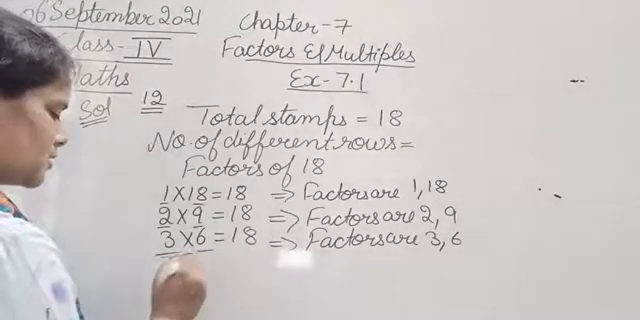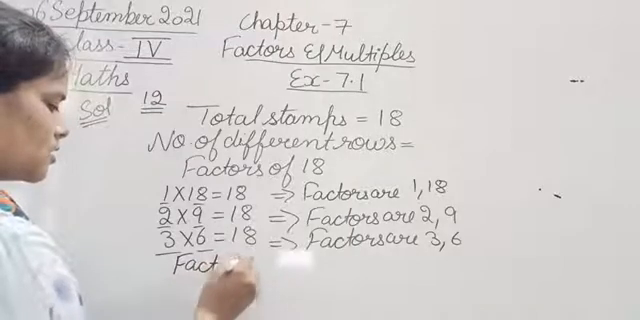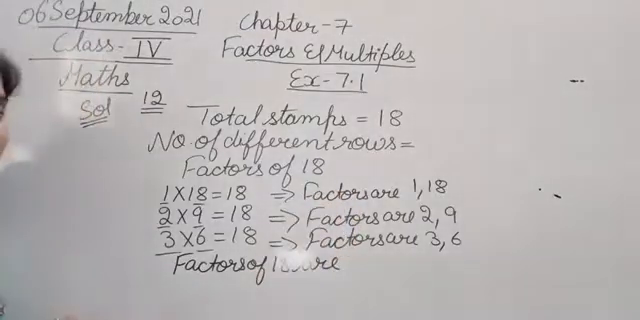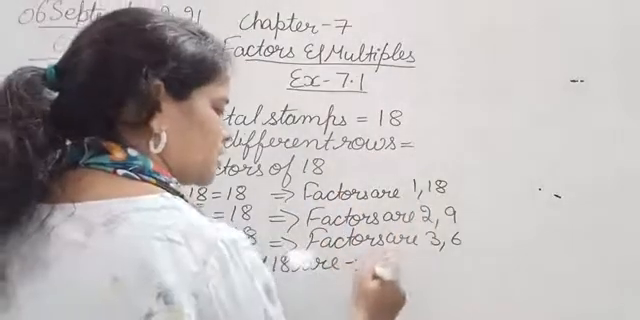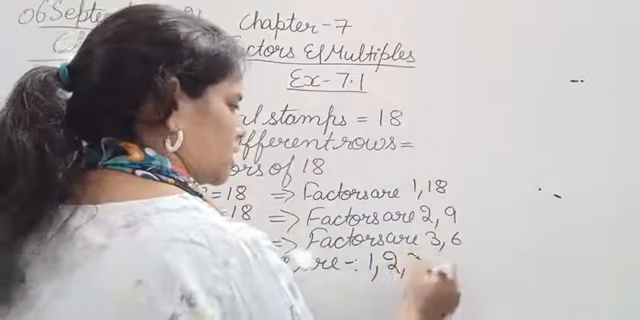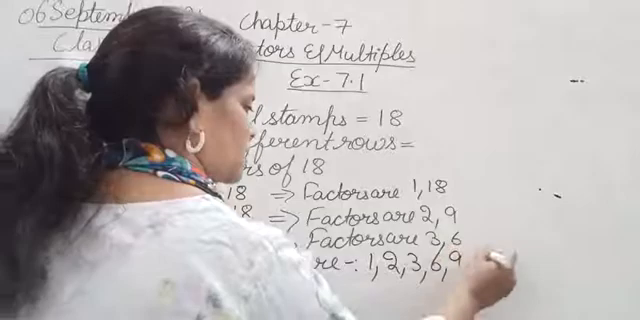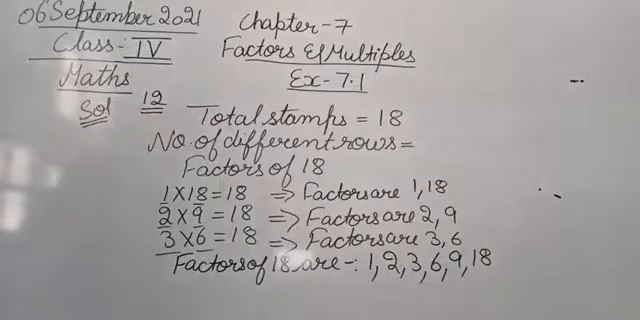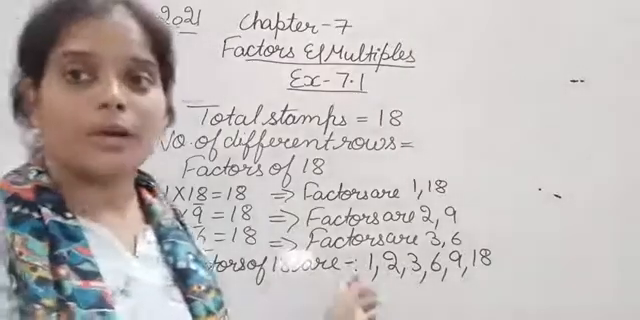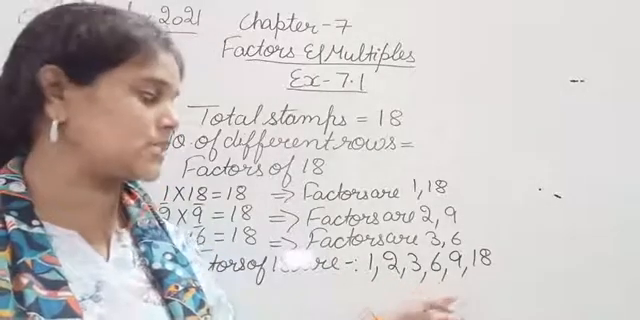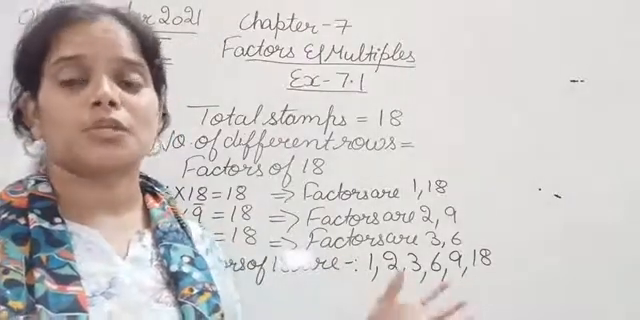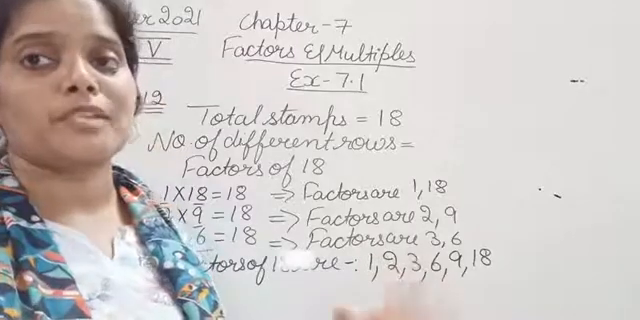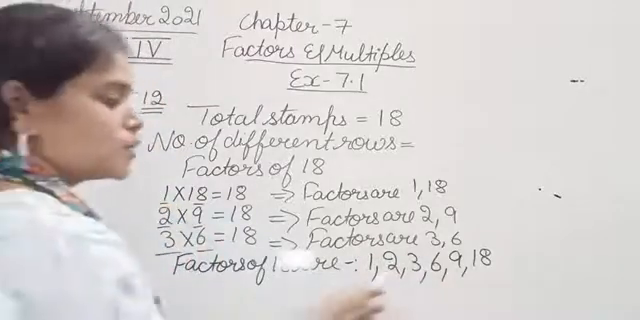Write the factors. Factors of 18 are, let's arrange them in ascending order: 1, 2, 3, 6, 9, 18. Okay, so these are the factors of 18. So that means he can make 1 row, rows of 2, rows of 3, rows of 6, rows of 9 and a row of 18. So this is the different number of rows he can make to arrange an equal number of stamps in each row.